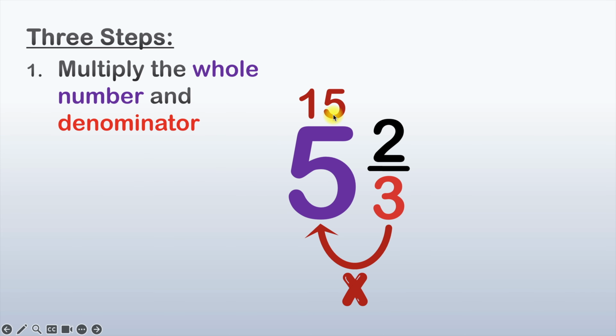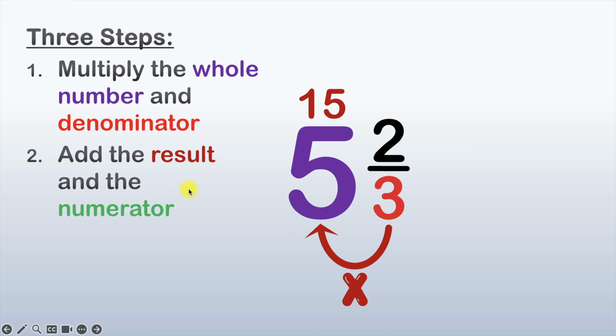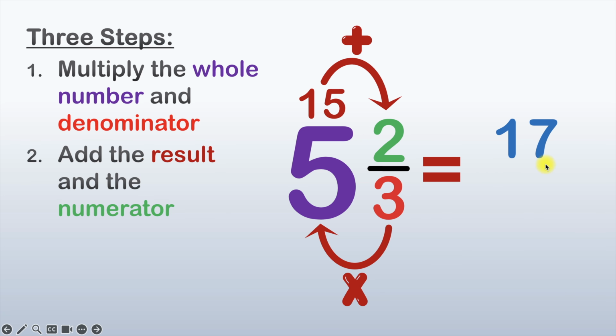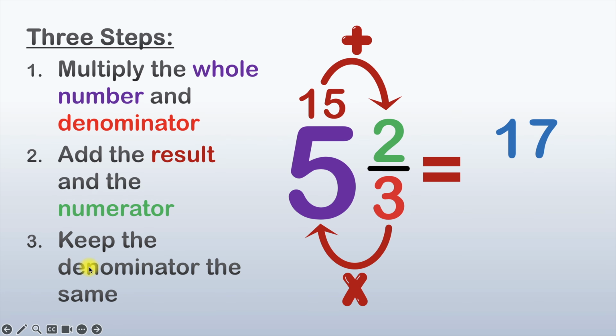15. That brings us to step 2, which is to add the result and the numerator. The result is 15 and the numerator is 2. So we're going to add those values together. And what's 15 plus 2? Well, that equals 17. And finally, step 3 is to keep the denominator the same.